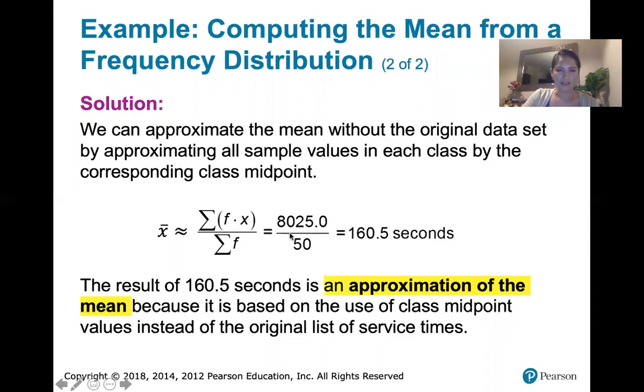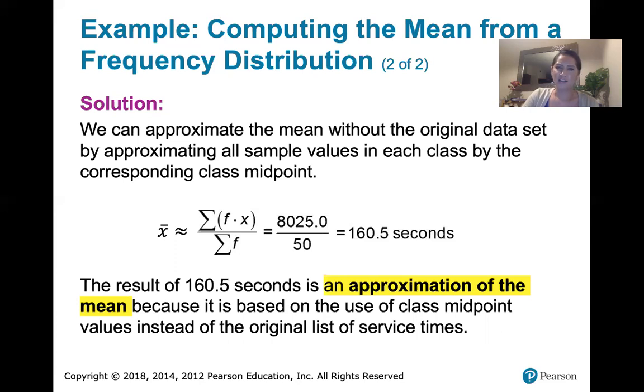So when we do that and we divide by the sample size, which is 50, we get this approximation of 60.5 seconds. So that's an approximation of the sample mean. That's the mean lunch service time for those folks that were going to McDonald's at lunchtime in our sample of 50. Now this is not the actual mean.